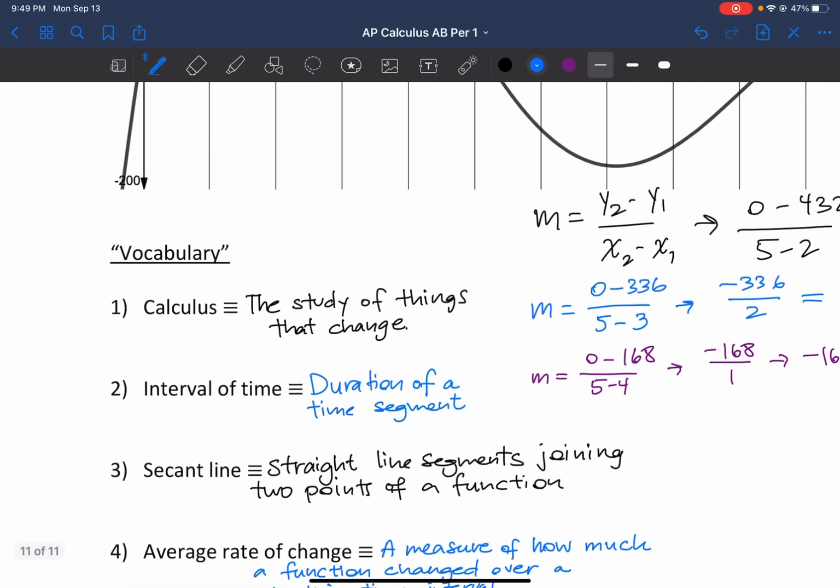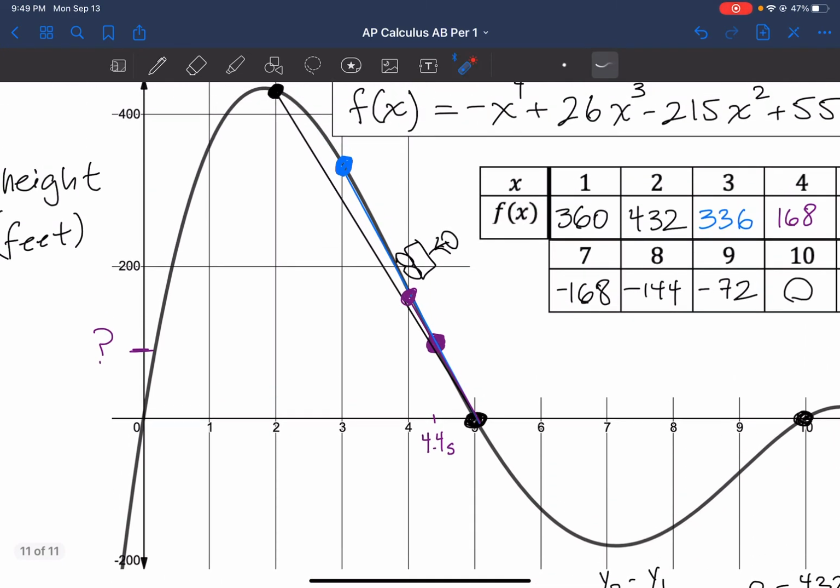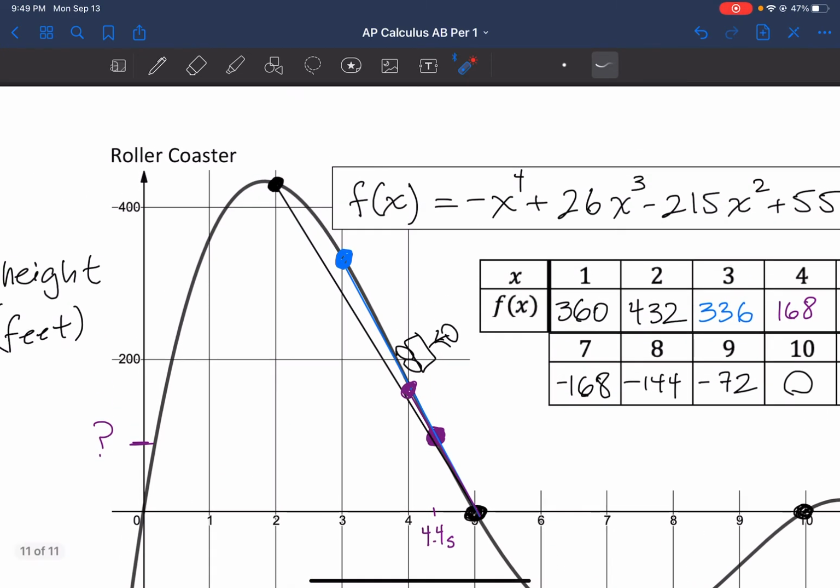Let's use the first interval. As you can tell, from here to here there is no straight line, so in order to find that average rate of change, we need to find the slope of that secant line. And because we're taking averages, the average of this slope, this slope, this slope, this slope, all these until I get to here, that is going to be my average rate of change, which was negative 144 feet per second.